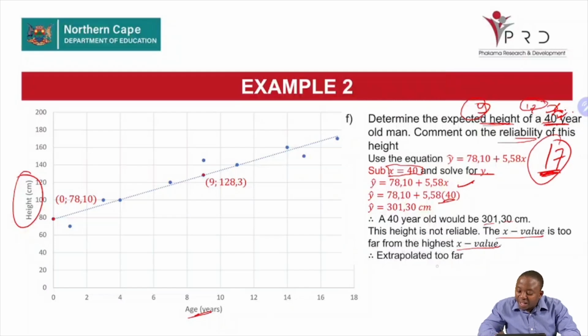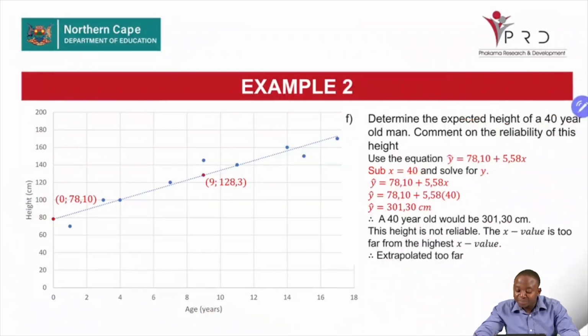So what are we saying? It is not reliable because it is extrapolated too far. If you check, when we go to 40, you'll see that 40 is way outside of our data set, or the range of our data set. So that's what we are saying in this case. This expected height will be way out of the data set, so this will not give us reliable results. Most extrapolated values are not reliable. It's more like a weak correlation coefficient. It's likely to be unreliable.